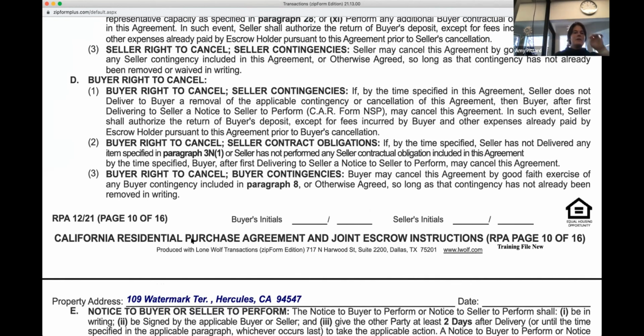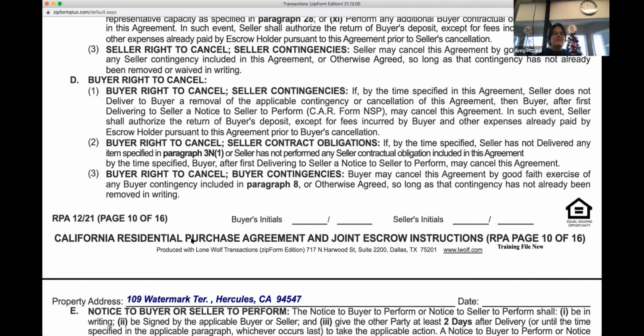Buyer's right to cancel. The buyer right to cancel seller contingencies if by the time specified in this agreement, the seller does not deliver to buyer a removal of the applicable contingency or cancellation of this agreement, then buyer, after first delivering to seller a notice to perform on the CAR form NSP, notice to seller to perform, may cancel this agreement. In such event, seller shall authorize the return of buyer's deposit except for fees incurred by buyer and other expenses already paid by escrow holder pursuant to this agreement prior to buyer's cancellation.